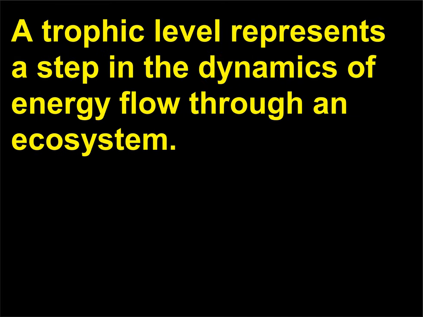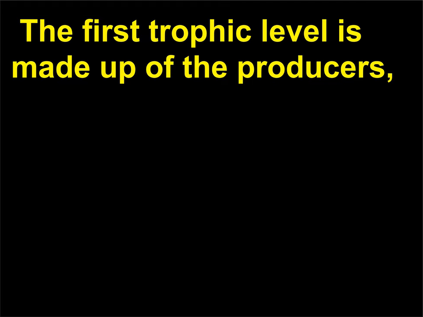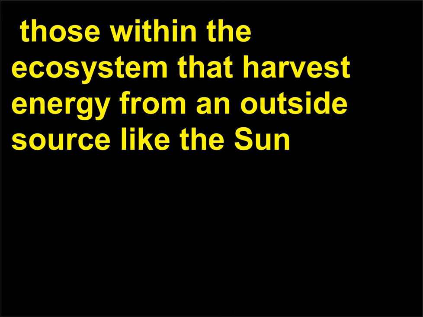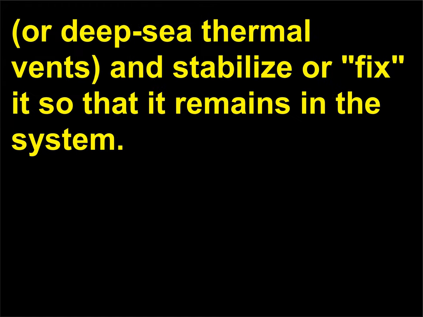A trophic level represents a step in the dynamics of energy flow through an ecosystem. The first trophic level is made up of the producers, those within the ecosystem that harvest energy from an outside source like the sun or deep sea thermal vents, and stabilize or fix it so that it remains in the system.